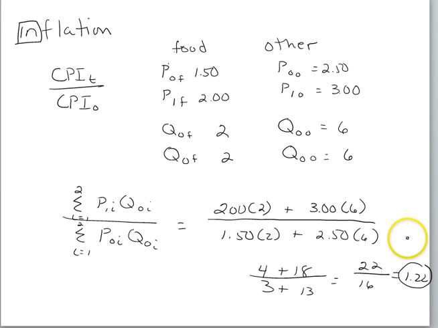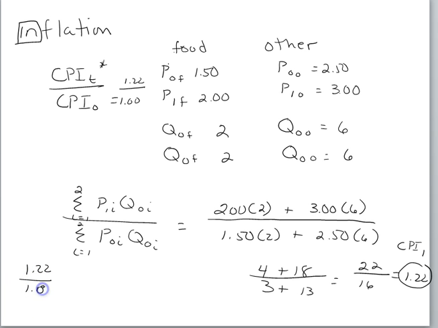No, this is simply the CPI in time period 1, or the top part of this equation. So I really need a CPI from time period 0. Well, let's just say we use the base year, and we're going to say that the CPI was 1.00, and this was 1.22. So if I take 1.22 divided by 1.00, I'm going to get an inflation rate of 22% between the two time periods.